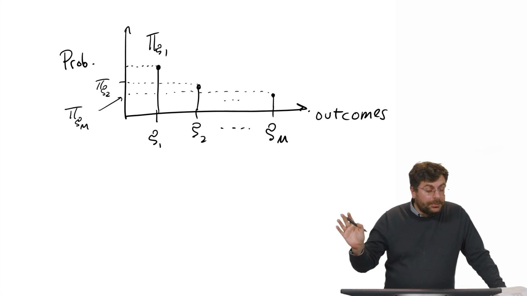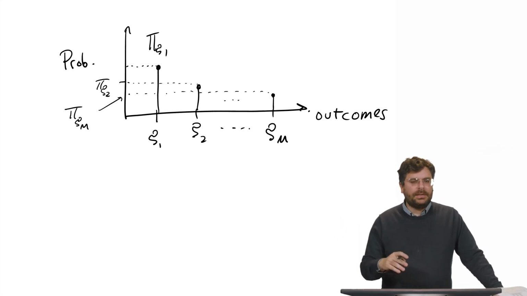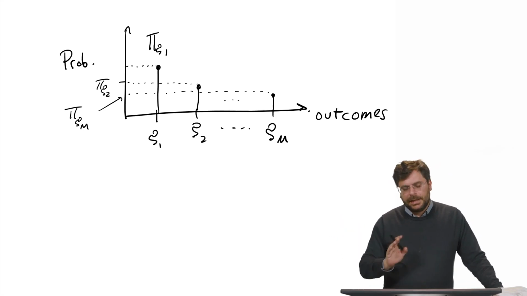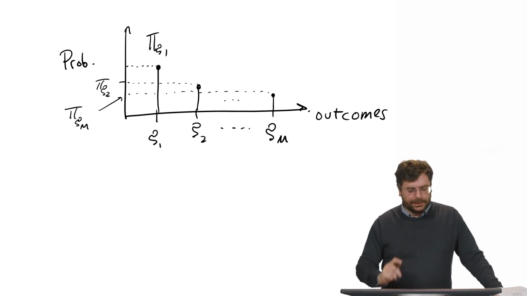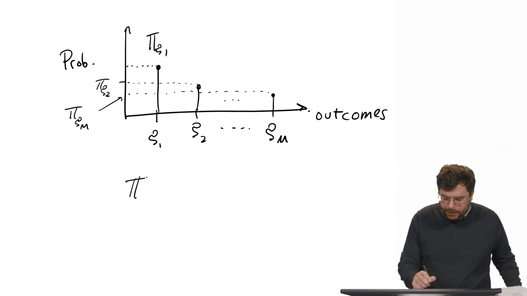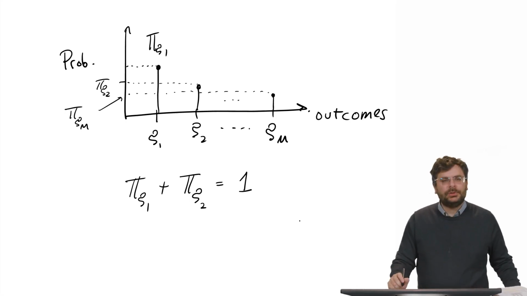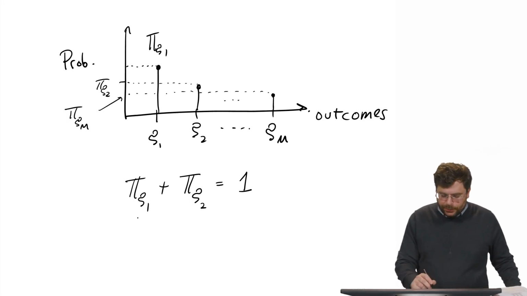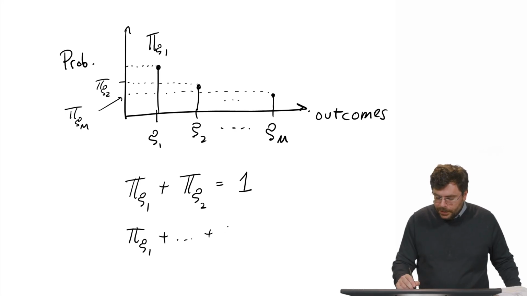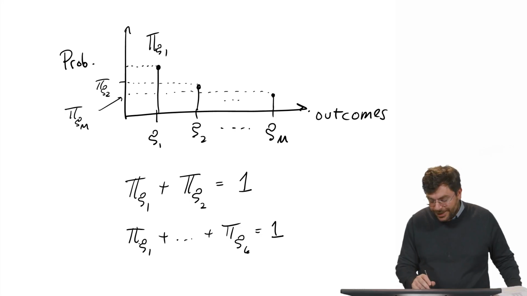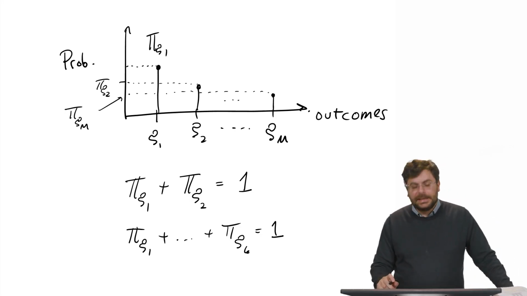Now, if I do a coin flip, for example, I have some probability of outcome 1, maybe that outcome is heads, and some probability of outcome 2, that outcome is tails, and I know that pi of rho 1 plus pi of rho 2 must be equal to 1, right? Because the probability of heads plus the probability of tails is equal to 1. Similarly, if I were doing a dice roll, I would have pi rho 1 all the way to pi rho 6 equal to 1.